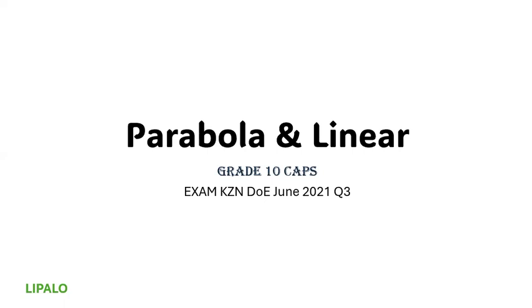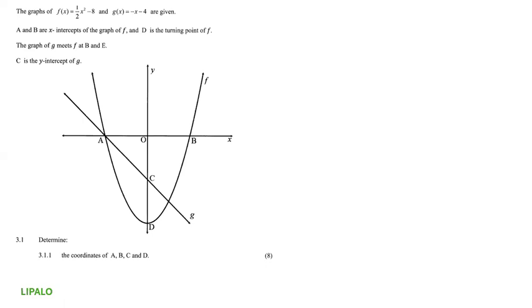Good, same thing. Good. Now you are given here the graphs of f(x) = 1/2 x squared minus 8 and g(x) = negative x minus 4. A and B are x-intercepts of the graph of f. So we see A and B. Here is A, here is B. These are x-intercepts clearly because they are lying on the x-axis.